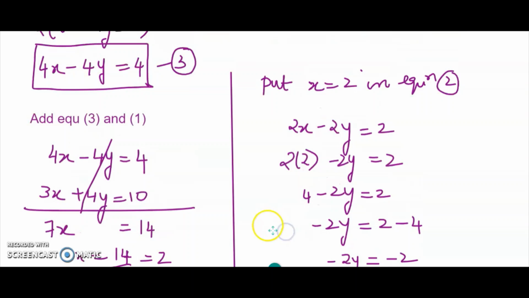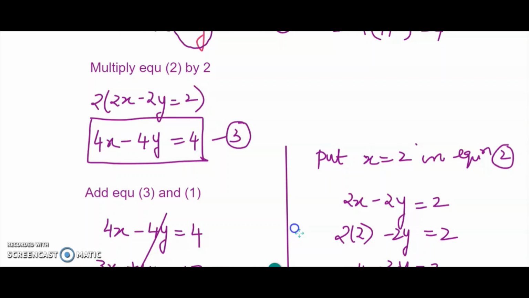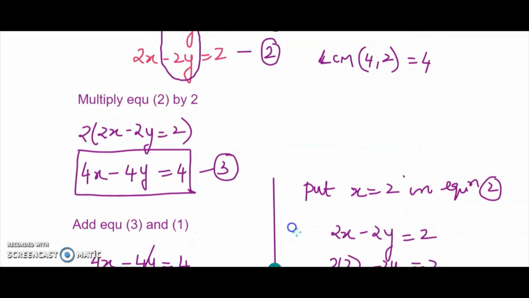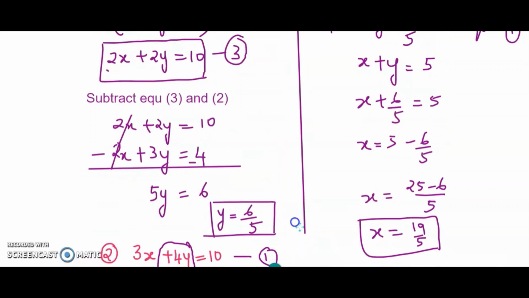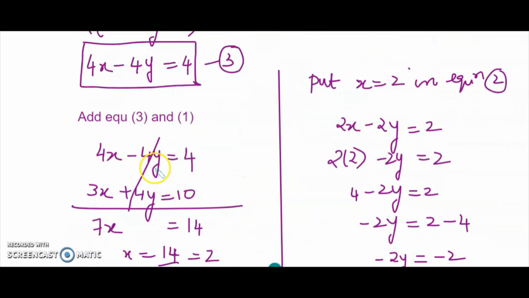Hope I am clear. Okay? Sure? So again, when the variable which you are making equal is of the same sign, like in this case it was 2x, 2x, they were of the same sign, so we subtracted. But in the other example, it was 4y, 4y, but one was positive and the other was negative, so we added. So add when they are opposite signs, subtract when they are the same sign.